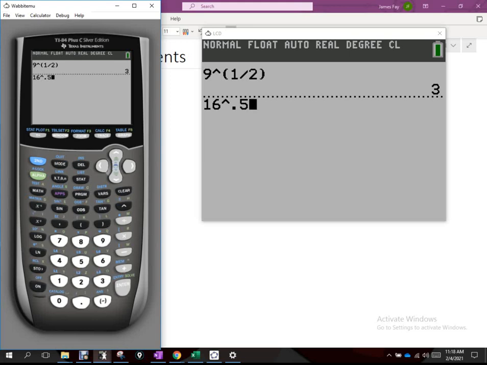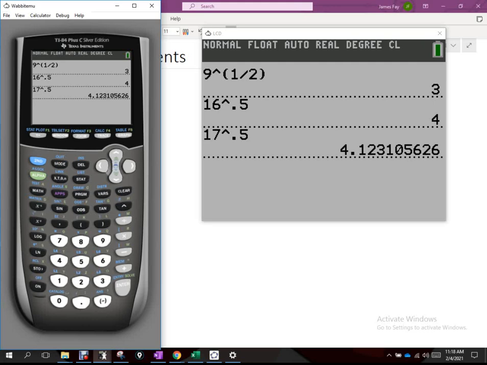So what's that give you? 4. How can I get 4 from 16 alternatively? Square root. Okay, let's use a kind of odd, bizarre number here. Let's go 17 raised to the 1/2 power. It's kind of weird though, right? 4.123, that's weird. First 4 numbers.